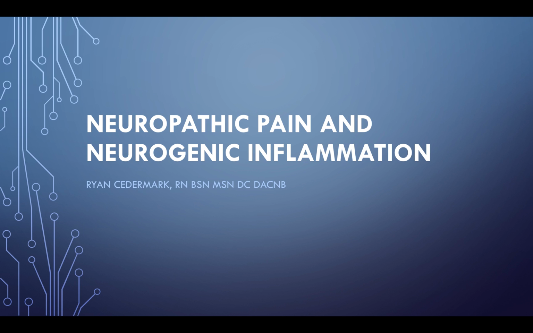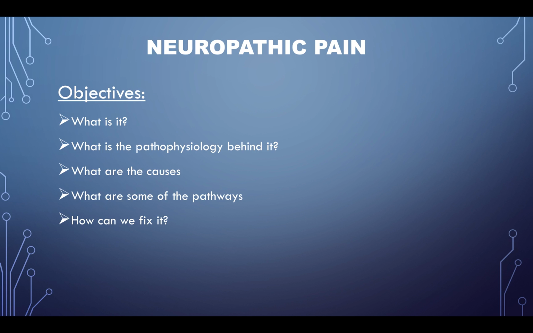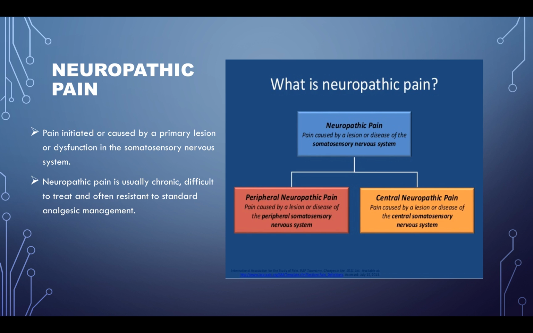Today we're going to be covering neuropathic pain and neurogenic inflammation, not to be confused with neurogenic neuroinflammation, which I'll talk about at the end of this lecture. So, some of our objectives: what is neuropathic pain? What is the pathophysiology behind it? What are the causes? What are some of the pathways? And then how can we fix it clinically in the office?